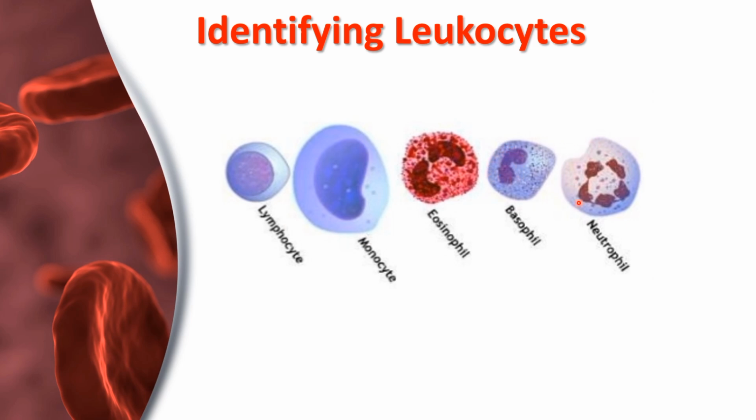This is a neutrophil. As I have mentioned earlier, neutrophils are polymorphonuclear, which means multiple lobes are present in their nucleus. The connection between these lobes is very thin. The color affinity of neutrophils is neutral, that is a combination of both red and blue colors.